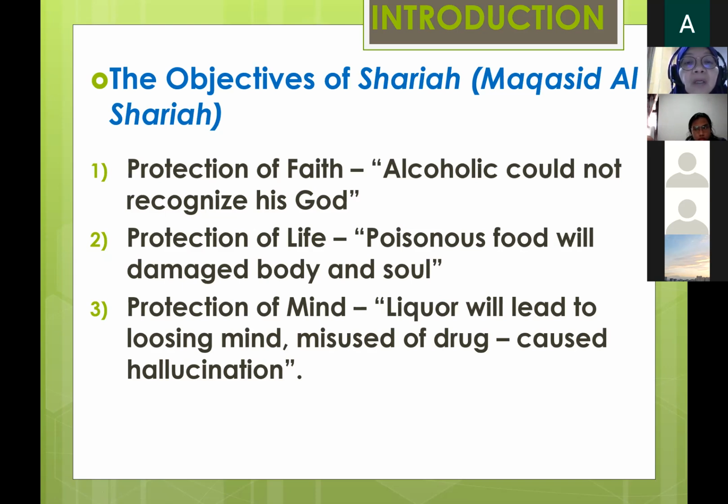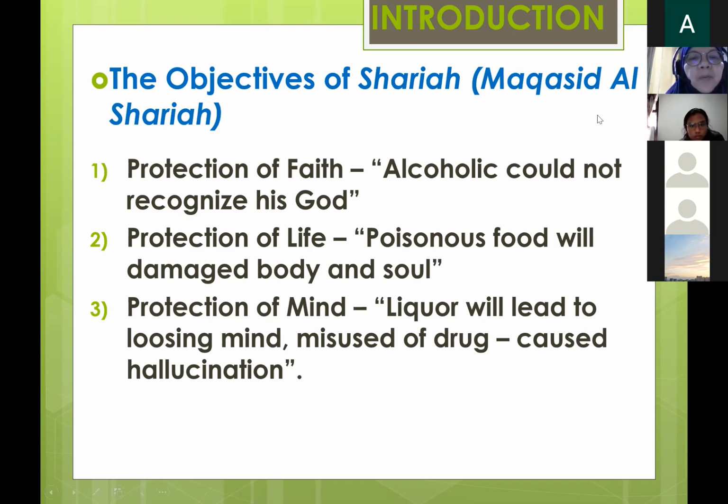Sharia law comes into place for the wellness of human mankind, to protect mankind. As I'm telling you, Islam is not just for Muslim people. Actually, Islam is for the whole mankind. Okay, so there are five objectives of Sharia, or five maqasid al-Sharia.